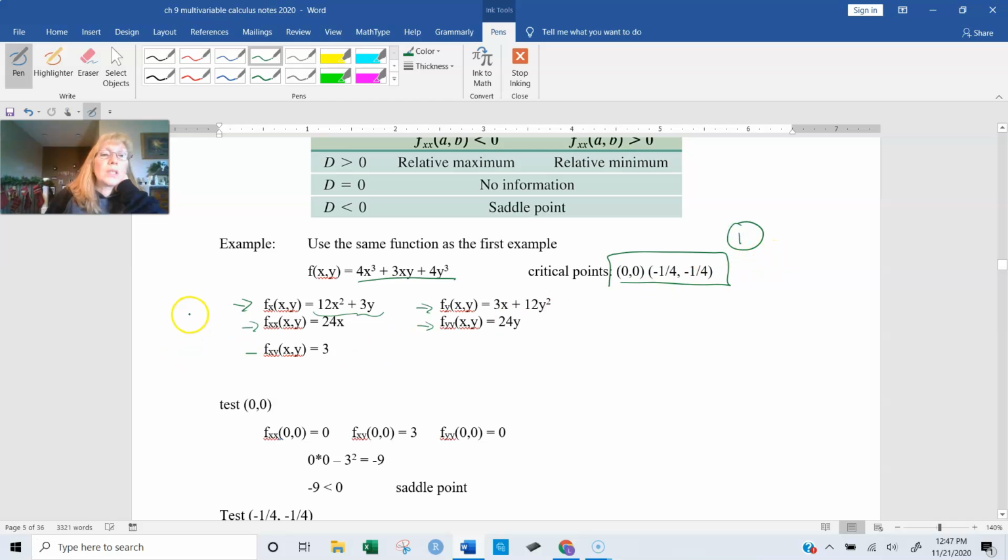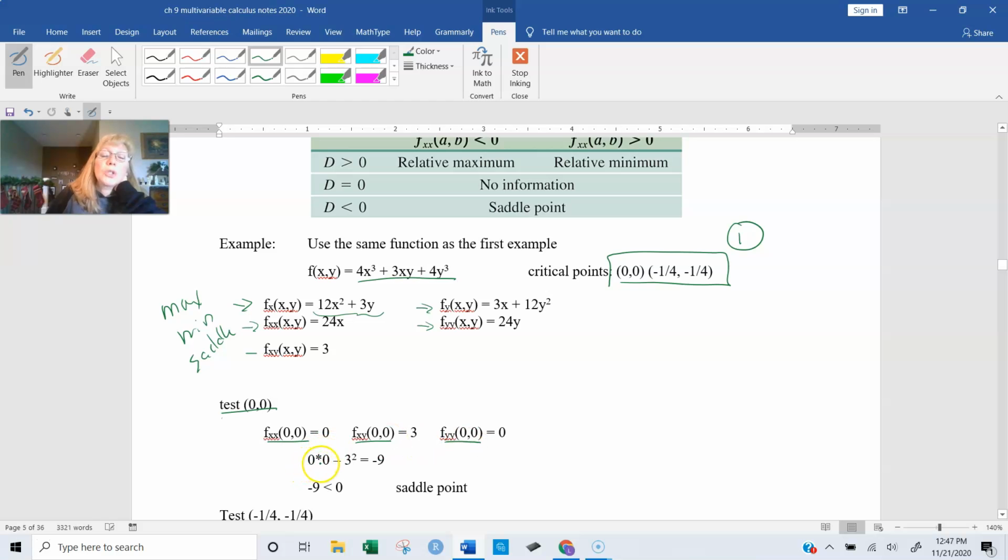This is step 2. This is figuring out if it's a max, a min. So right now we're looking for max, min, or saddle. That's what we're looking for. So we're going to test 0, 0. So we plug 0, 0 into f of x, it equals 0. 0, 0 into f of y, and we get 3. 0, 0 into double derivative of double y, and we get 0.